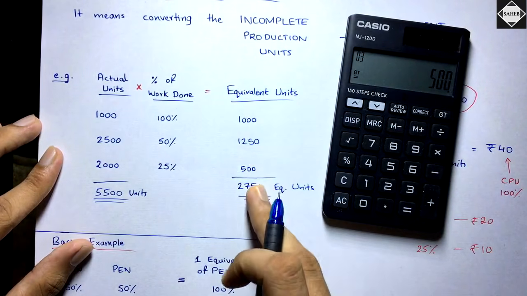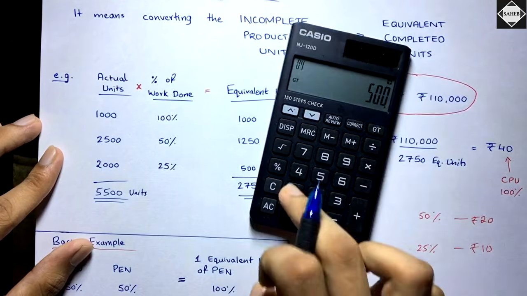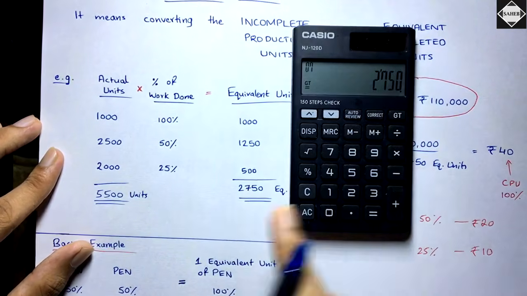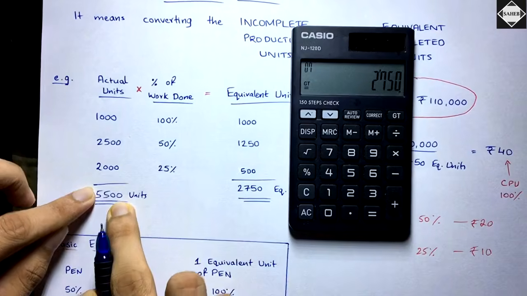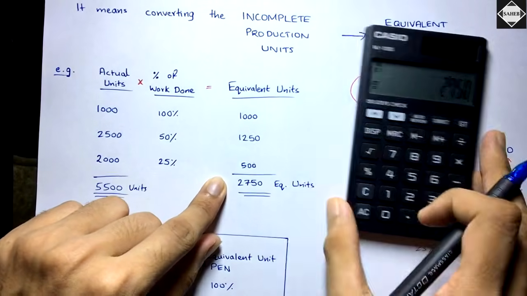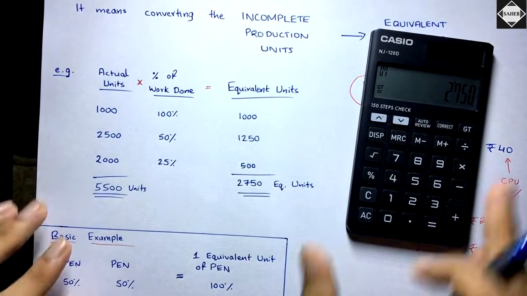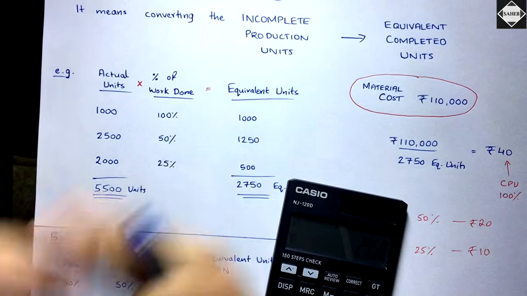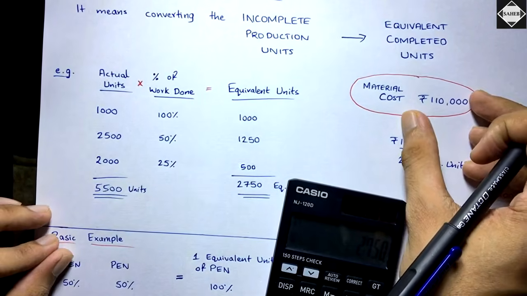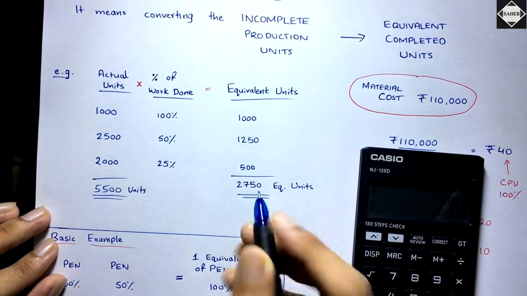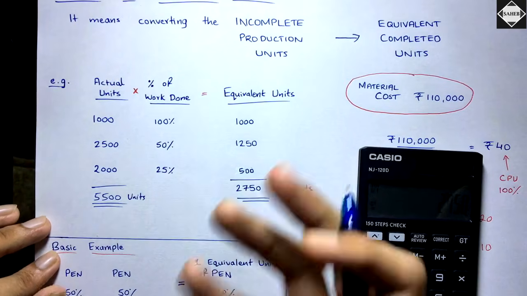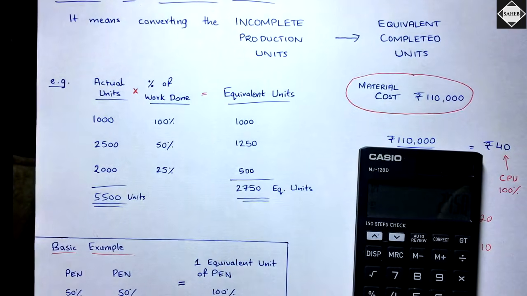If you add up all the equivalent units, 500 plus 500 plus 1250 plus 1000, that's equal to 2750. So 5500 incomplete units have been converted into 2750 equivalent units. It means that with 1,10,000 you were able to produce 5500 incomplete units, and with that same amount of money you can produce 2750 fully completed equivalent units. Does that make sense? This is the basic idea, the concept, the logic of equivalent units. Simple, right?